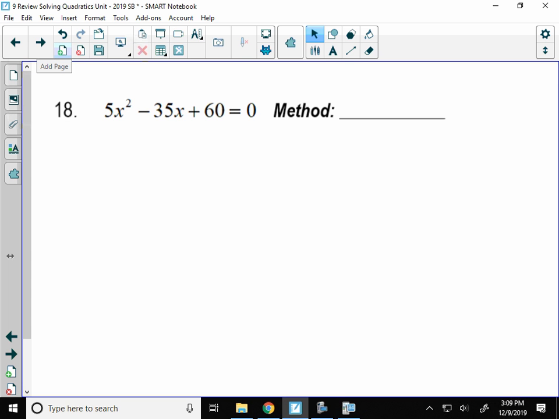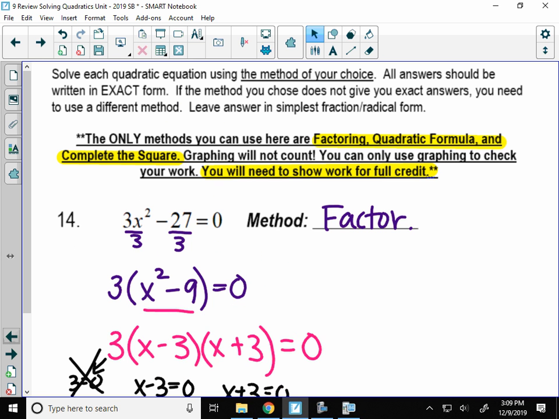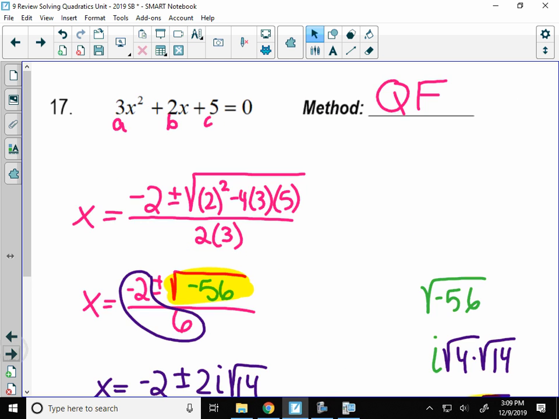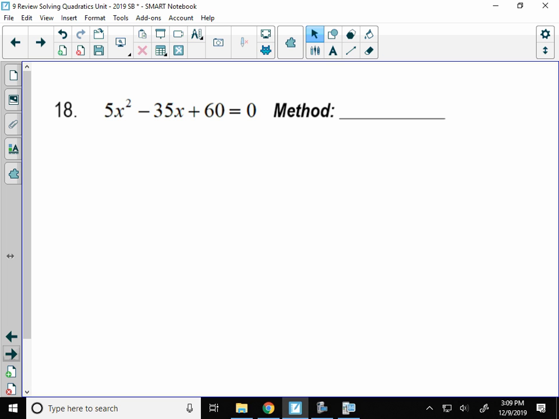Video here, part 2, number 18 through 21. You're still choosing your favorite method. And just like the first video, if you didn't watch that one, the only methods you can use here are factoring, quadratic formula, and complete the square. You cannot use solve by graphing as the solving method. You can use it only to check your work, but you must show all of your work.